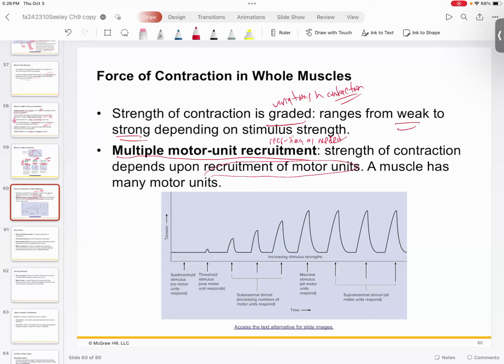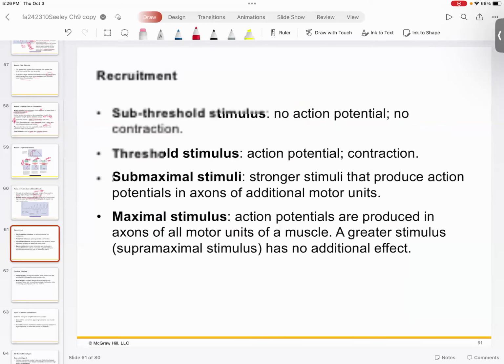And so a typical muscle will, remember, have all of these muscle fibers organized and broken up by motor units, each of which is innervated by a motor neuron. And so your ability to recruit motor units to do the job will allow you to create a nice strong contraction. Let's go ahead and take a look at this.